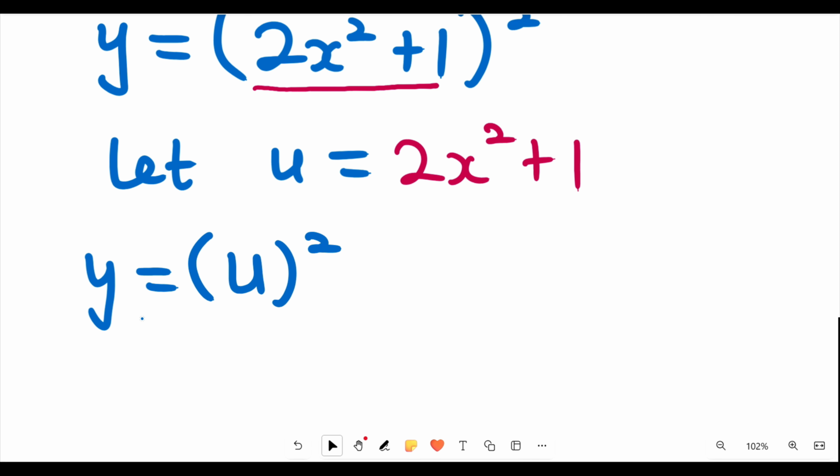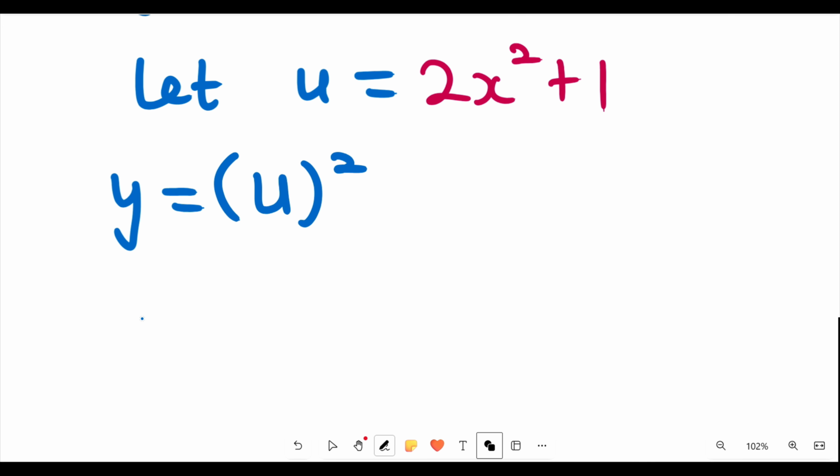So you can say we now have two functions, one in the other one. So it's like a composite function. We have y being a function of u and u also being a function of x. So we need to differentiate each of them.